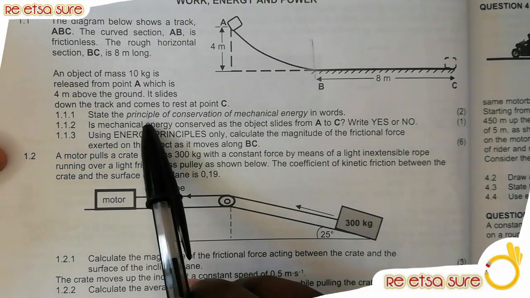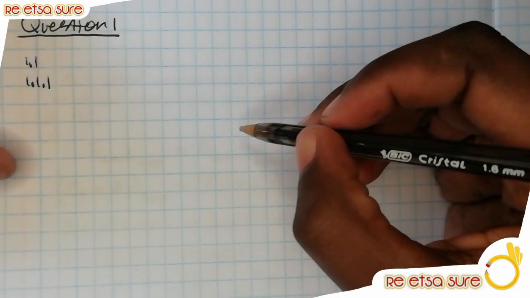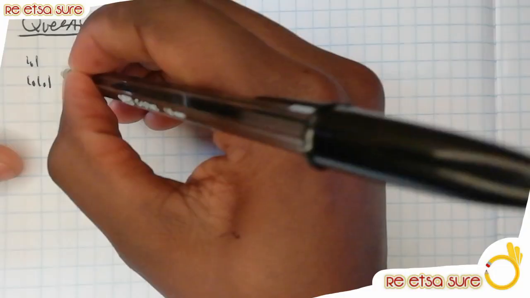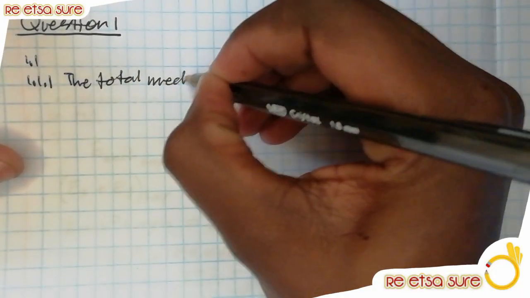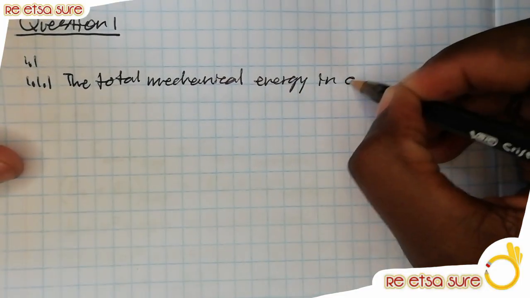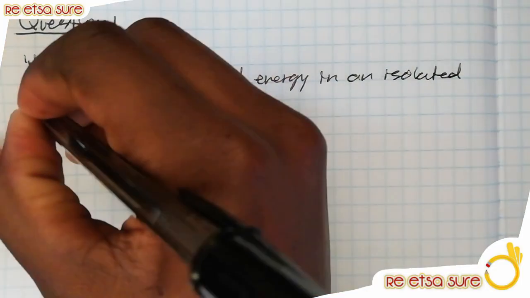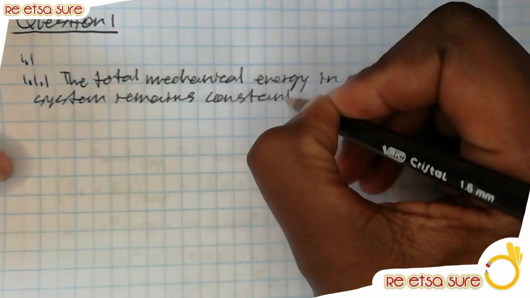1.1.1. State the principle of conservation of mechanical energy in words. The principle of conservation of mechanical energy states that the total mechanical energy in an isolated system remains constant.